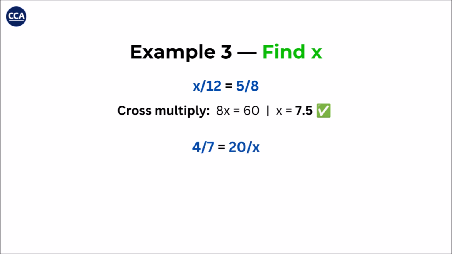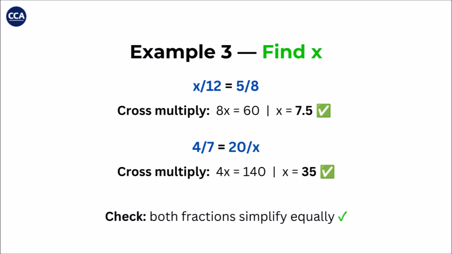Correct. Let's try another. 4 over 7 equals 20 over x. Cross multiply. 4x equals 7 multiplied by 20, which equals 140. x equals 140 divided by 4, which equals 35. Check. 4 over 7 equals 20 over 35. Both simplify to 4 over 7.